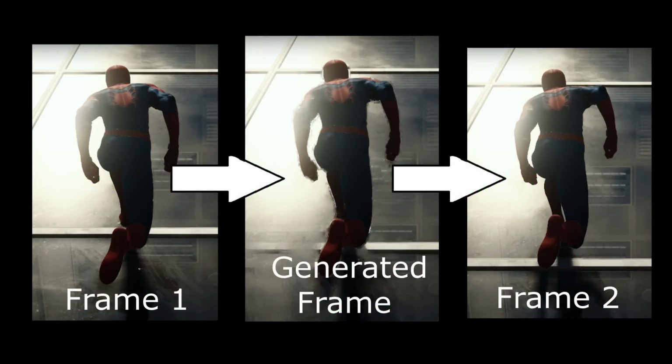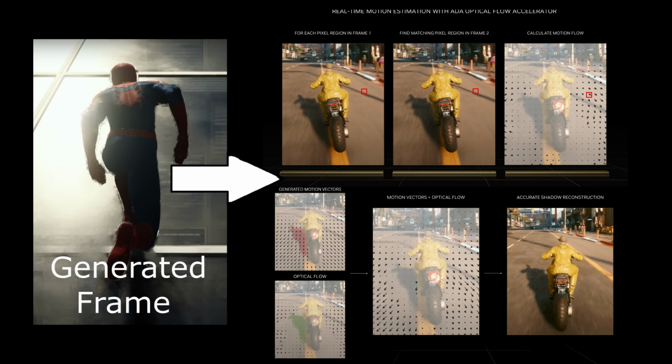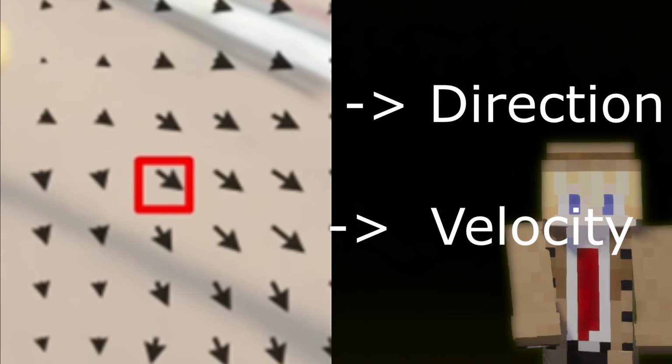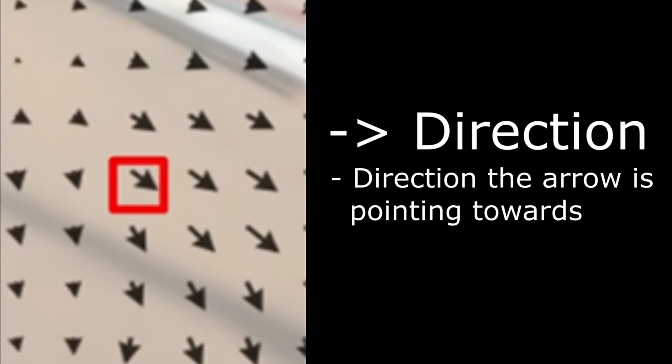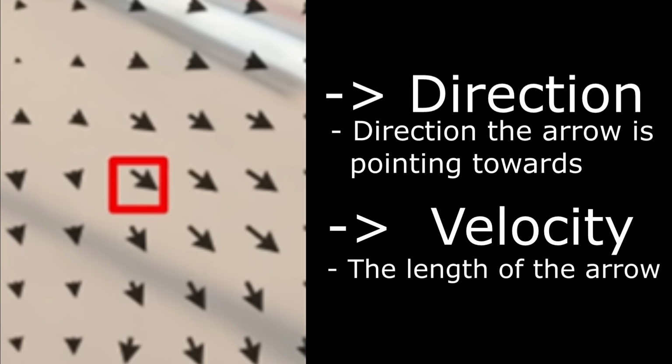During this process, there is also a motion estimation model that compares the two real frames to compute motion, to act as information that would usually be provided by the game. This is also known as the optical flow field, with the arrows giving us two key pieces of information, direction and velocity, with the direction being the direction that the arrow is pointing towards, and the velocity being the length of the arrow. The longer the arrow, the quicker the motion, and the shorter the arrow, the slower the motion.